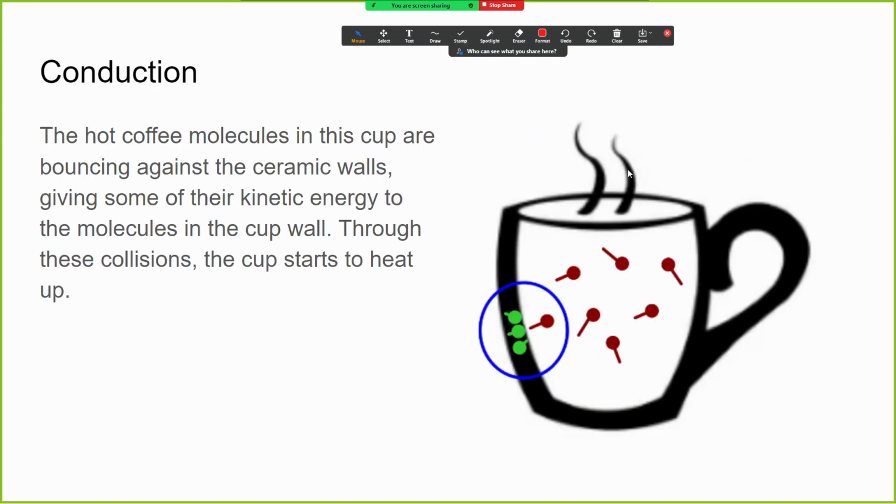Okay. So another example of this, if you think about the hot coffee molecules in this cup, they bounce against the ceramic walls of the mug, which gives kinetic energy to the molecules that are in the cup wall itself. So when you pour hot coffee into a mug, that mug usually isn't warm. It becomes warm as a result of these collisions and the hot coffee molecules bouncing against the walls of the mug. Okay.